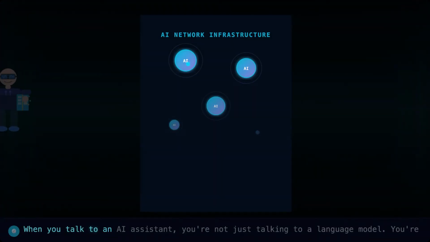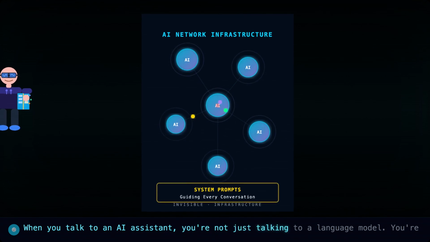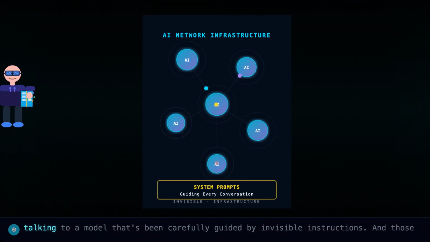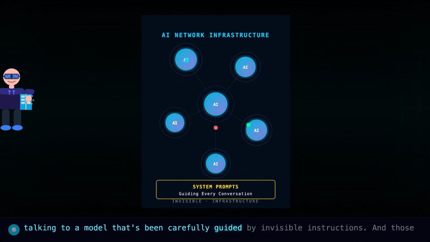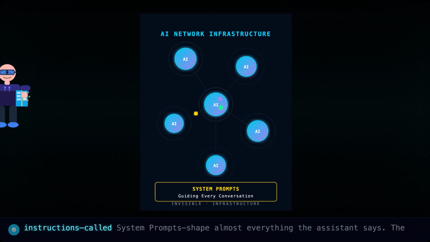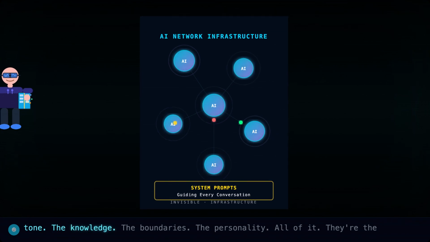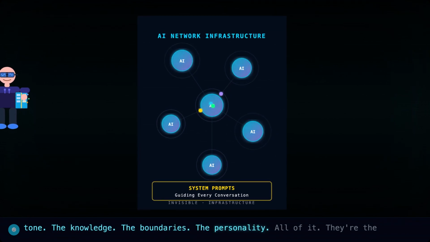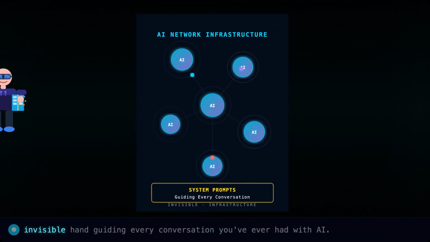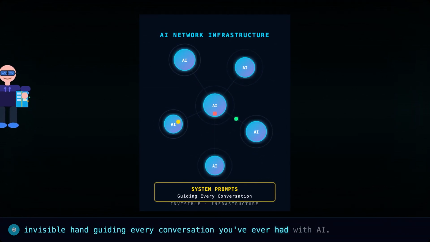When you talk to an AI assistant, you're not just talking to a language model. You're talking to a model that's been carefully guided by invisible instructions. And those instructions, called system prompts, shape almost everything the assistant says. The tone, the knowledge, the boundaries, the personality, all of it. They're the invisible hand guiding every conversation you've ever had with AI.